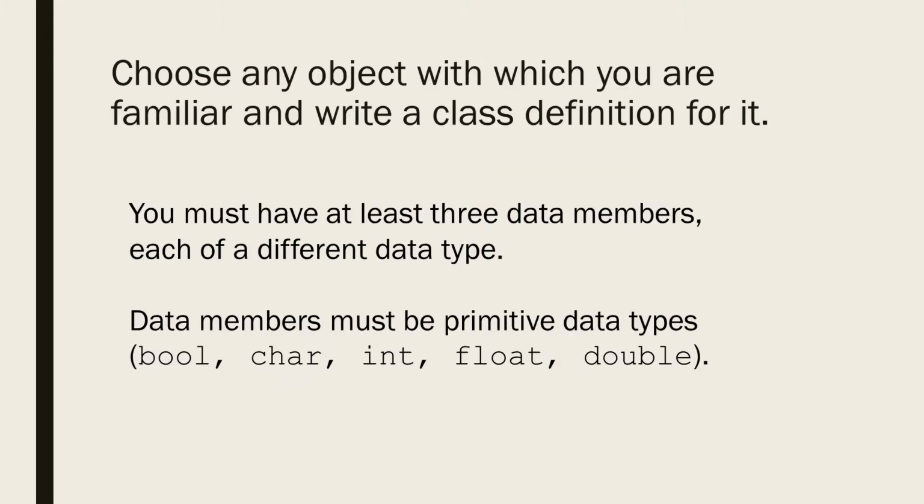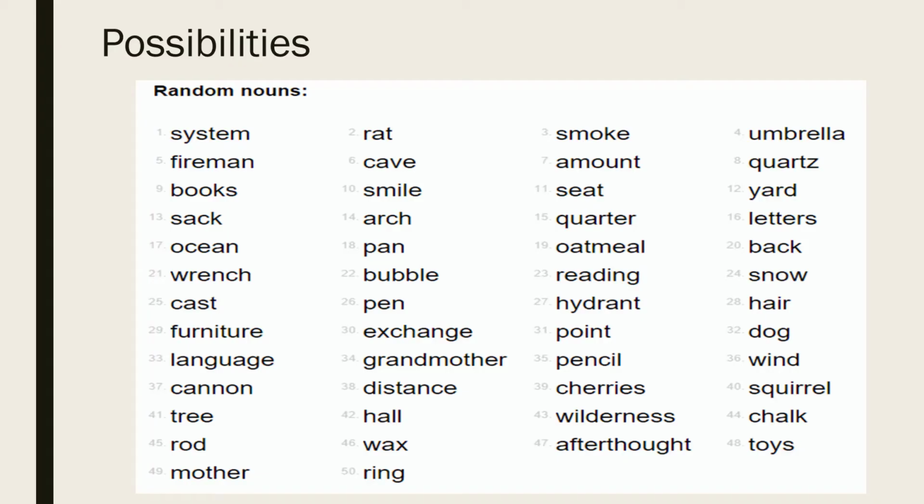Now we just wrote the class definition for a computer, but we could write a class definition for any object you can think of, real or imaginary. And we're going to do that today. It's totally up to you what object you want to pick. You should give the object a few data members of different data types. And if you're having trouble thinking of what kind of object you might want to create, here are some possibilities. But again, it's infinite. Pick whatever you want.